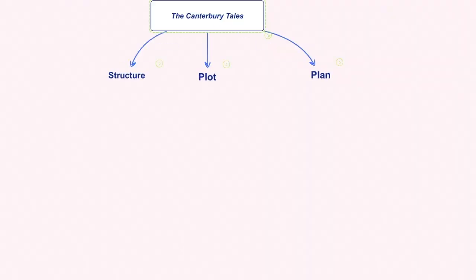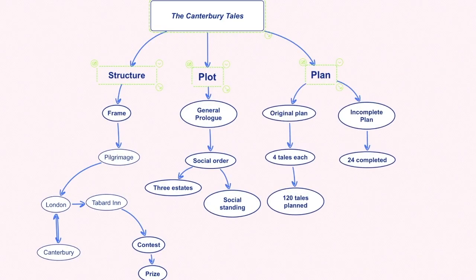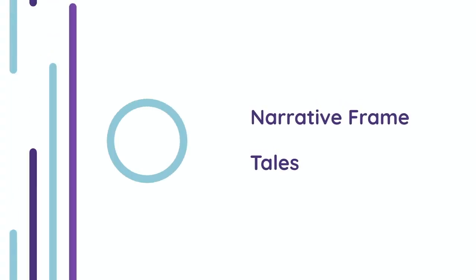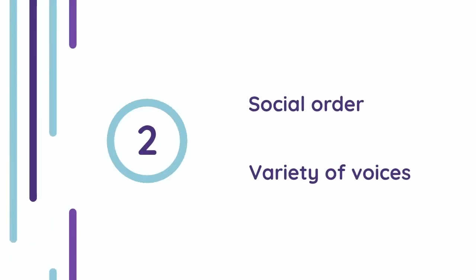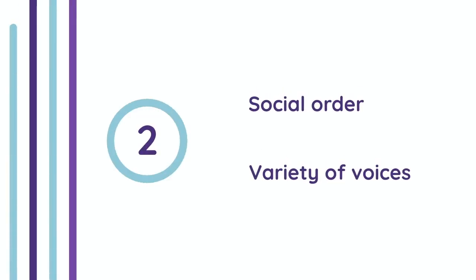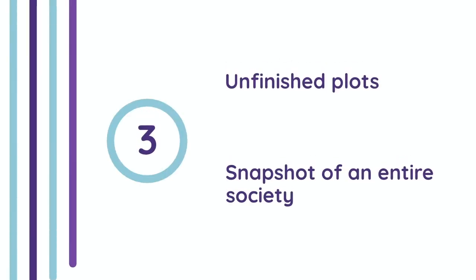Now, look at your completed map. Think of how these 3 branches work together. The frame narrative creates the excuse for the tales told by the pilgrims. The social order provides the variety of voices. And the unfinished plot reminds us that this work wasn't just a collection of old stories in Chaucer's eyes. It's a snapshot of an entire society on the move.